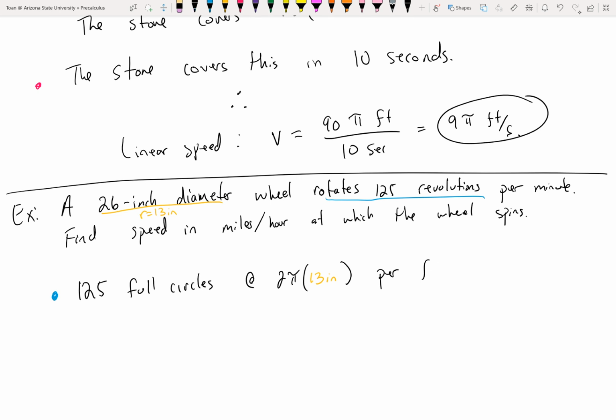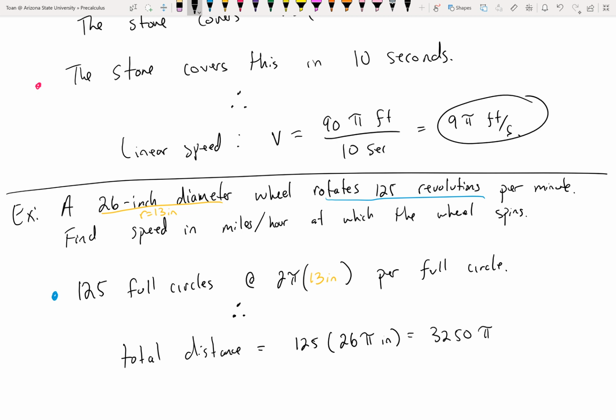So we know that this wheel goes 125 full circles at 2 pi times 13 per full circle. Therefore, total distance is 125 times 26 pi inches, right? So I'd take out a calculator. 125 times 26 is 3250 pi inches.